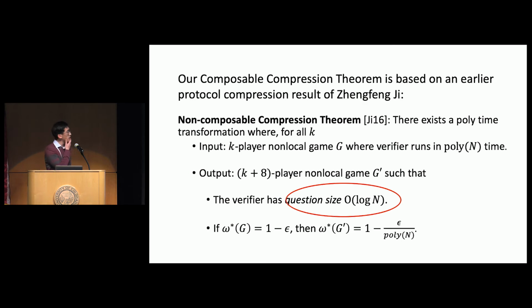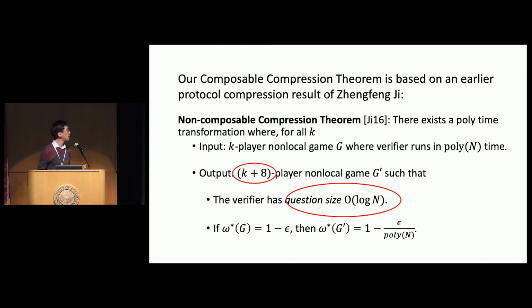So the first difference to notice is that it takes in a game G and it outputs another game G prime. The guarantee about this output game G prime is that the questions that the verifier sends are of logarithmic size. But there's no guarantee about the complexity of the verifier itself. In fact, the verifier that's produced by this compression scheme still takes poly(n) time to run. So at least in terms of time complexity, it hasn't gotten any smaller. Okay. So that's one difference.